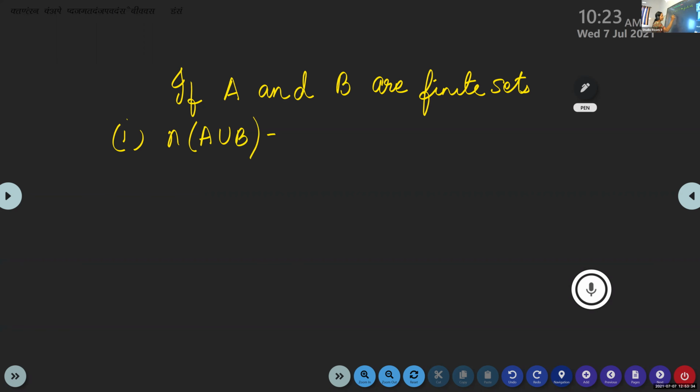Number of elements in the union of the sets is equal to N of A plus N of B minus N of A intersection B. If A and B are two finite sets, then N of A union B is equal to N of A plus N of B minus N of A intersection B.